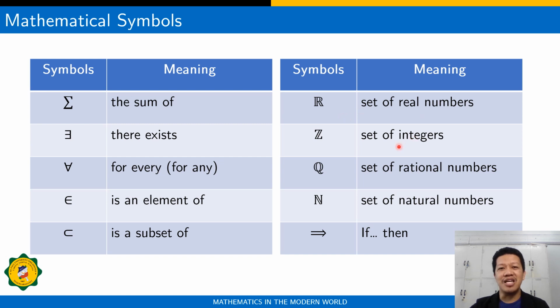For the set of integers, we use Z. For the rational numbers, Q. And for the set of natural numbers or counting numbers, we use N. For W, that's actually for the set of whole numbers. And we have this if-then. Okay?